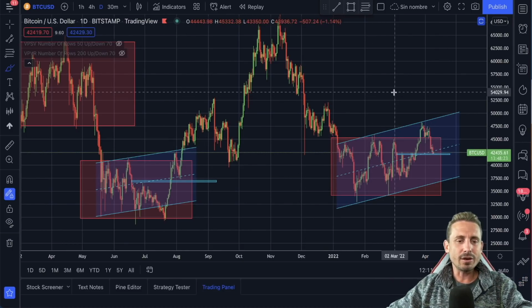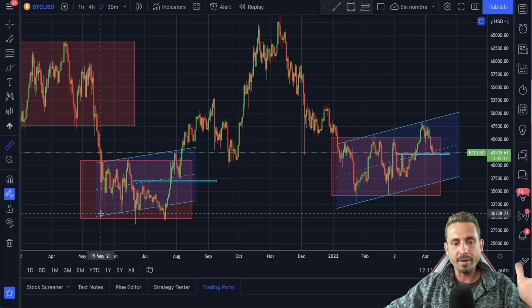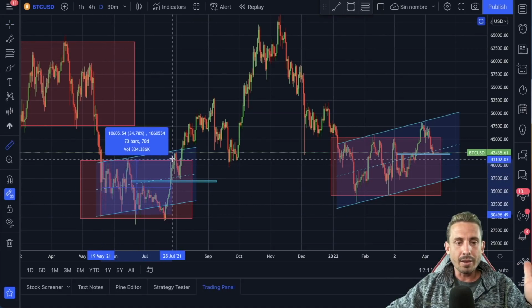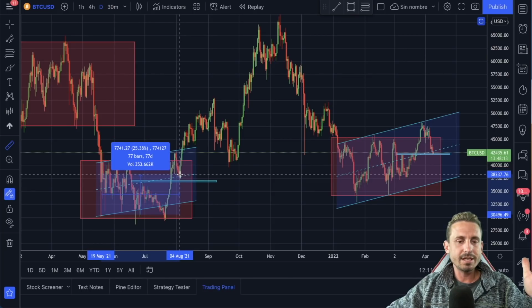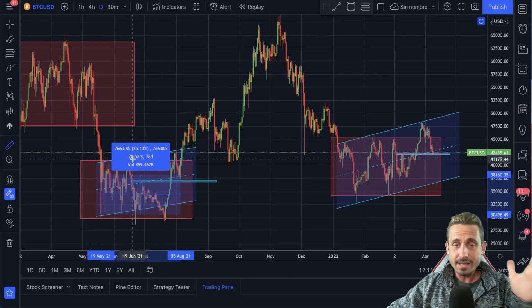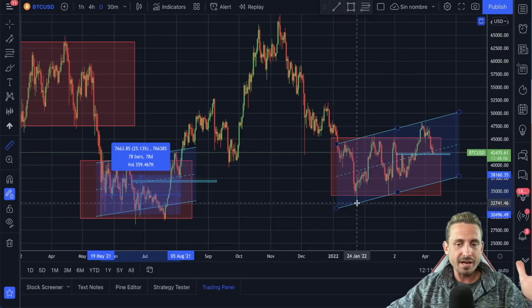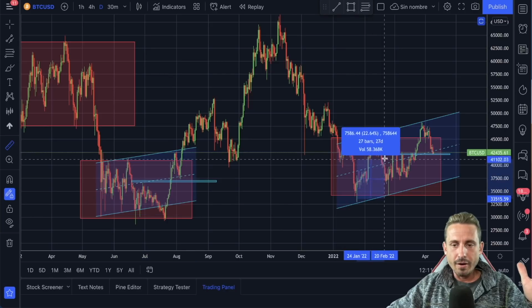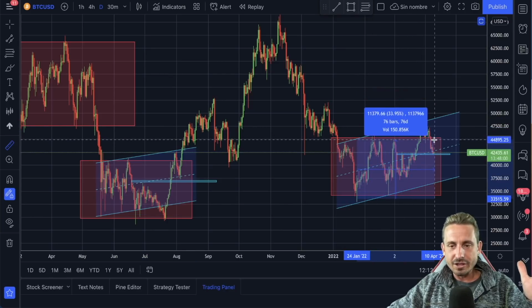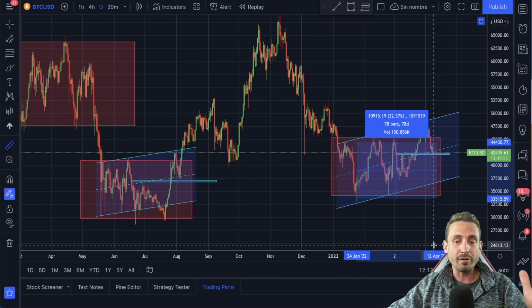The timing is also scarily similar, where I get the ultimate low from the 19th of May till the pump. The lowest part of the correction was 78 bars, 78 days. This is the daily chart. If I take the lowest part from this trading range, from the pump and the correction, we still have a few days to consolidate at this range. If I want to maybe get 78 bars, it would be around about the 12th of April.